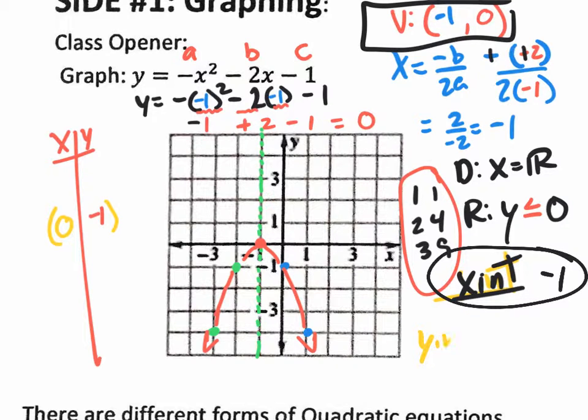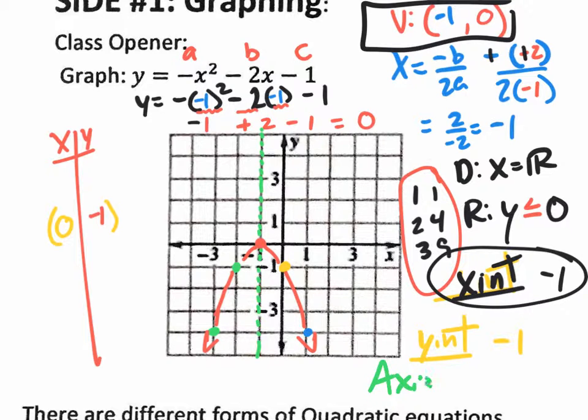I usually do y-intercept in yellow. It's also -1. It's right here, right? You could set x equal to 0 and solve. So if you set x equal to 0 and solve, you're going to end up with a c value of -1. So that's also -1. So as you can see, the x-intercept's -1, the y-intercept's -1. And that's about all I could state. Oh no, the axis of symmetry also.